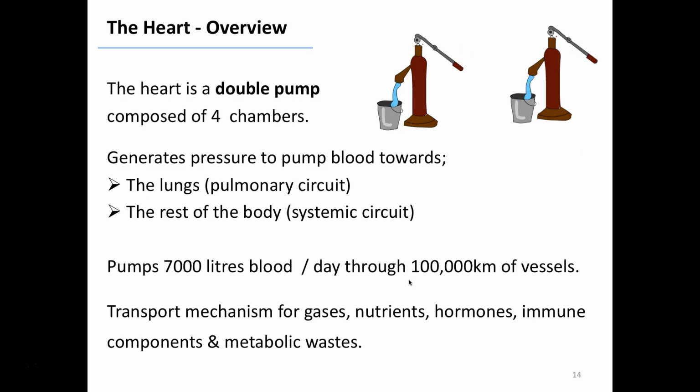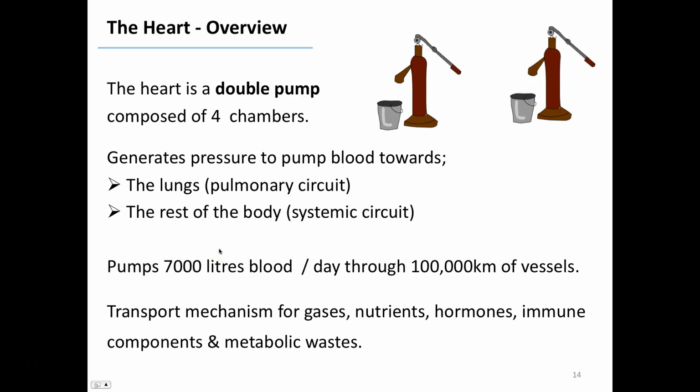This slide summarises some of the key features of the heart. In simple terms, it is a double-chambered pump sitting side by side. And this is a very simplistic view of that, but that's what these two pumps represent at this point here. It's a double pump with 4 chambers. It has to generate enough pressure to pump the blood to the lungs, and that is through into the pulmonary circuit and then to the rest of the body, and that's the systemic circuit.